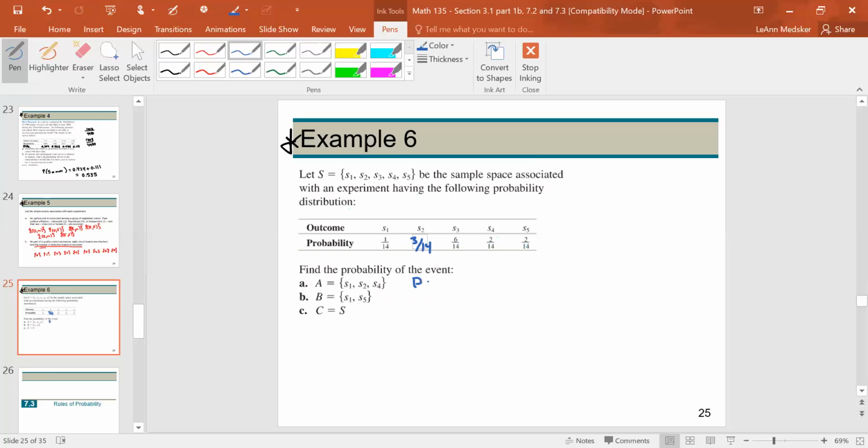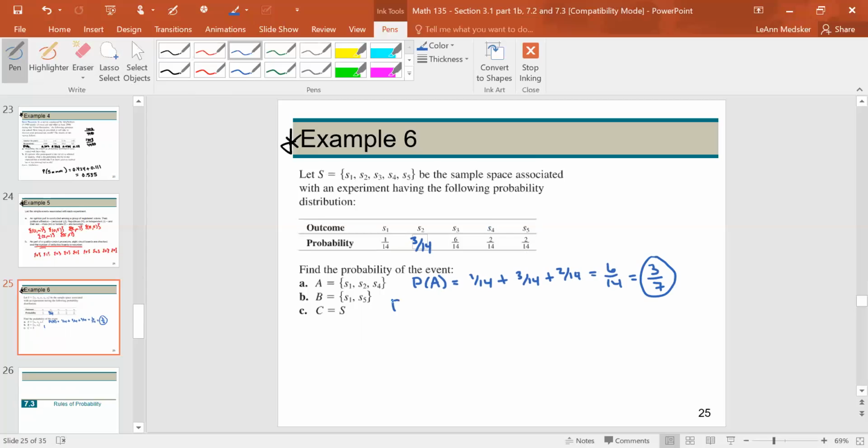So the probability of event A is the probability, and none of these are overlapping. They're completely, remember, simple events are disjoint. So the probability of being either in S1, which is 1 over 14, or you could be in S2, which is 3 over 14, or S4, which is 2 over 14. So if we add those 3 simple events together as probability, that would be a total of 6 over 14, which reduces by 2. So that would be 3/7.